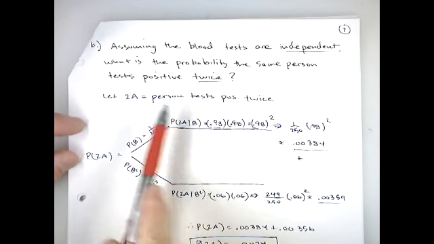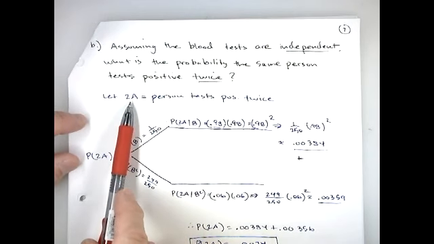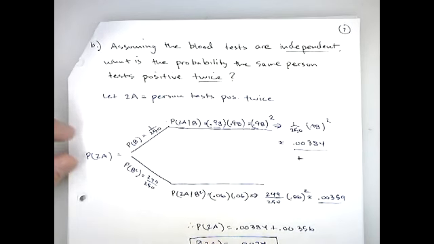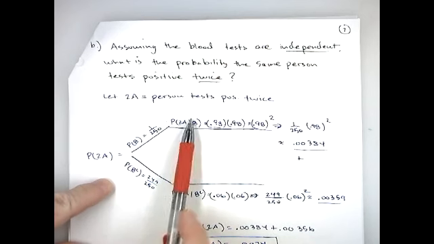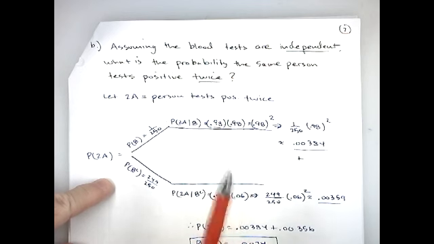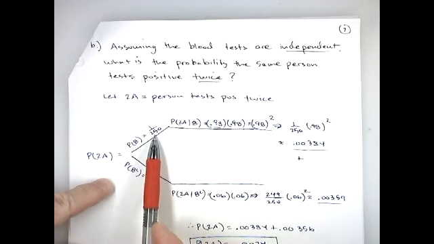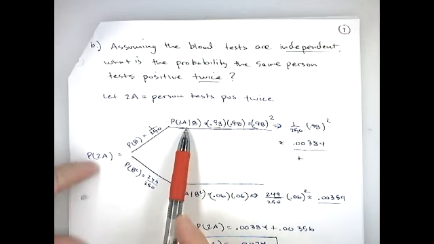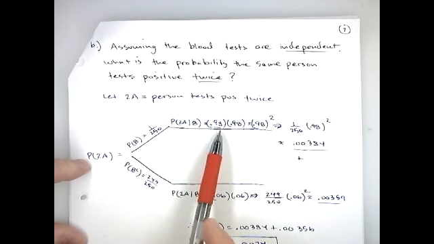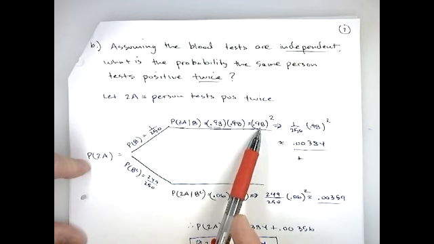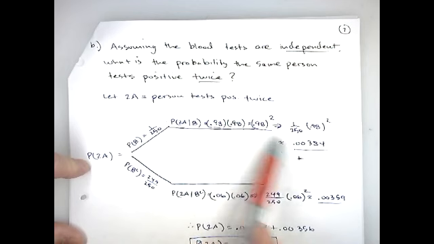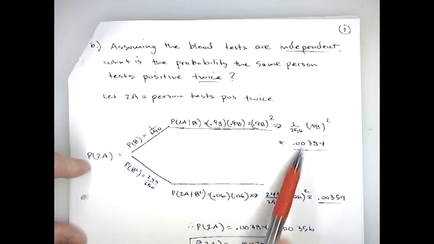The probability that the person tests positive twice, which I'm going to label as 2A. Again, that can come from people who have the disease or people who don't have the disease. So I got 1 over 250. Probability they test positive the first time was 0.98, and the second time, assuming it's independent, is also 0.98. So it'd be 0.98 squared. And that gives me this decimal.